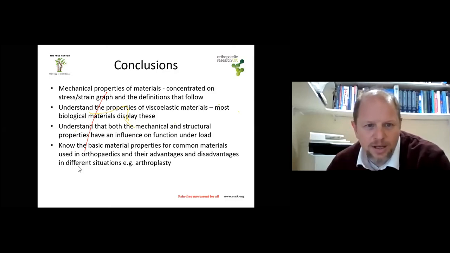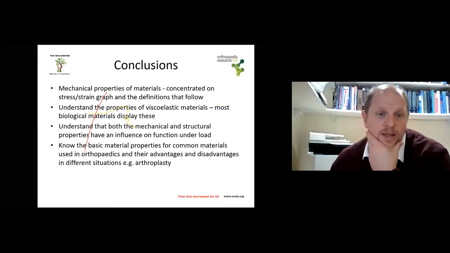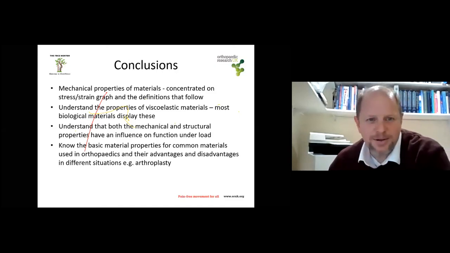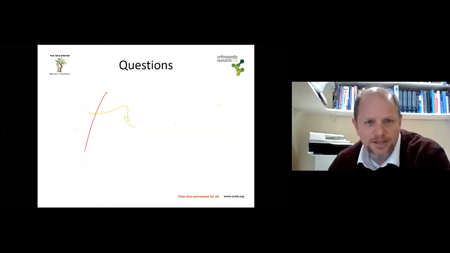We've talked a little bit about viscoelastic materials. In particular, I've mentioned creep and stress relaxation. We've talked about some of the particular materials. We've talked about 3 metals: cobalt chrome, stainless steel, and titanium. And we've looked at 1 or 2 of the other materials that we use in orthopedics as well. So thank you so much, and happy to answer any of your questions.